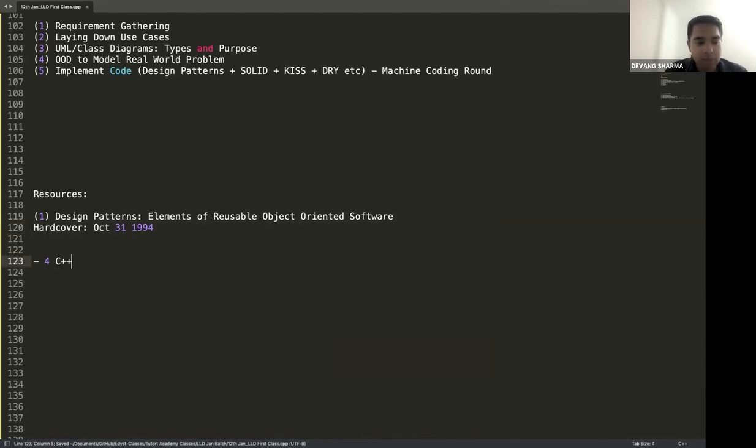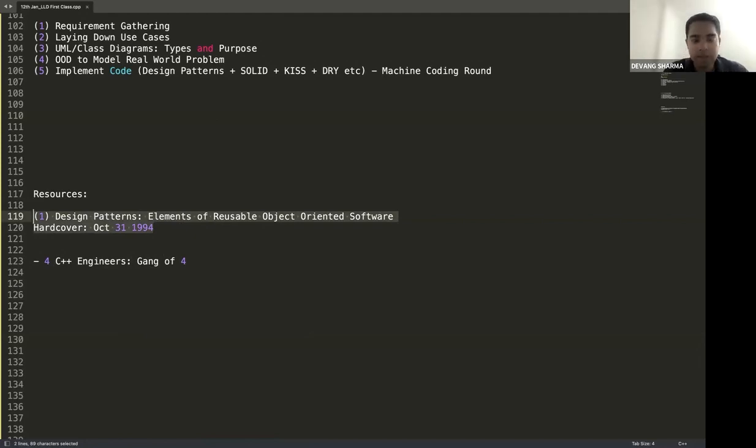This was written by four C++ engineers, whom we normally call the Gang of Four. This eventually highlights 23 design patterns in total. Obviously, from 1994 to 2025, it's almost 30, 31 years, right? A lot of new design patterns have come, but at the end of the day, the 22 or 23 design patterns they talked about in this book have not changed significantly. Yes, there are new design patterns. Yes, there have been new changes.